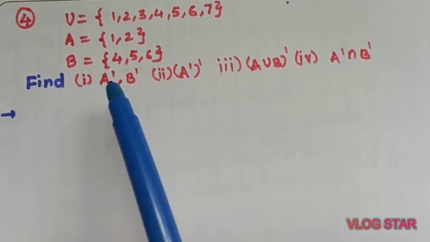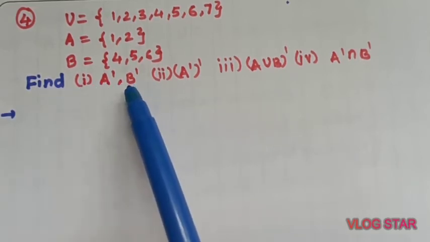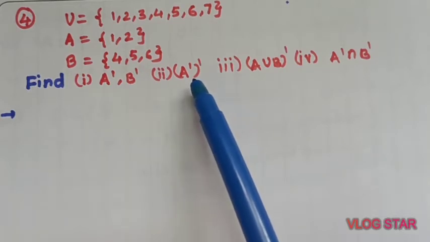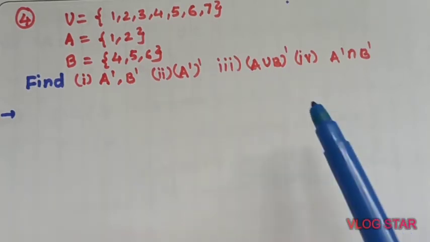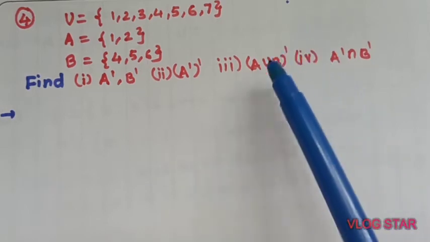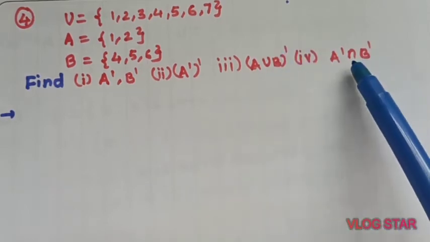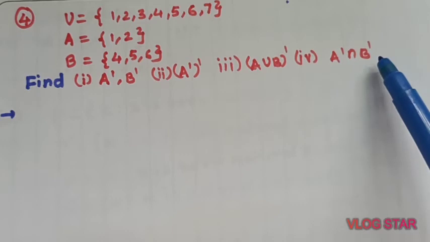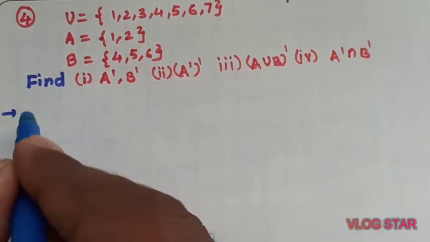In the first part, we are going to find out A complement and B complement. Second part, we are calculating complement of complement. Third, complement of union of two sets. And here, intersection of complements of two sets. We'll go step by step.